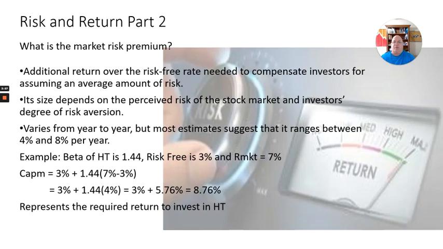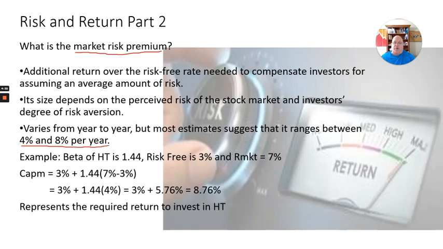So what is this whole thing in parentheses that they call a market risk premium? It's the additional return over risk-free that you, the investor, need to be compensated for assuming an average amount of risk. Just being in stocks at all, you should earn something more because they're risky. Its size depends on the perceived risk of the market investor, its degree of risk aversion. Through time, it's varied quite a bit. A guy named Pablo Fernandez does a worldwide survey on this, typically yearly. I get emails from him. It ranges between about 4 and 8% depending on where you are in the world in any given year.